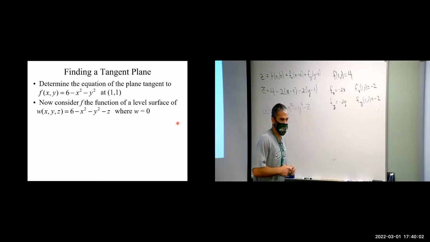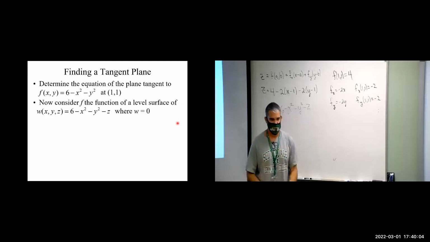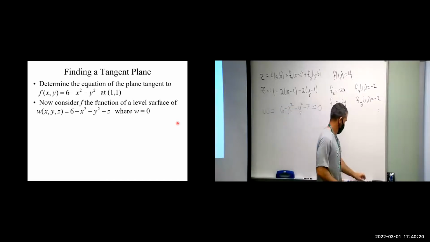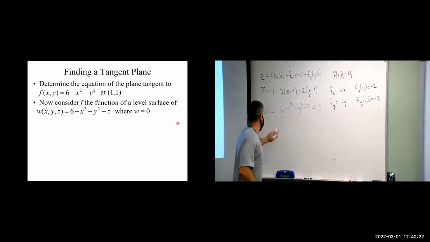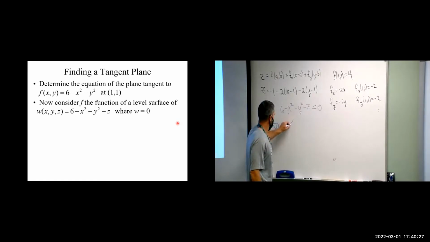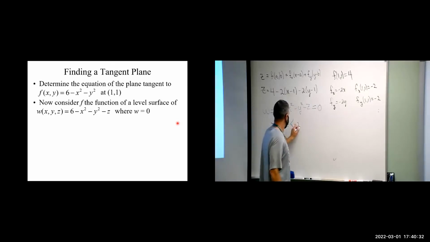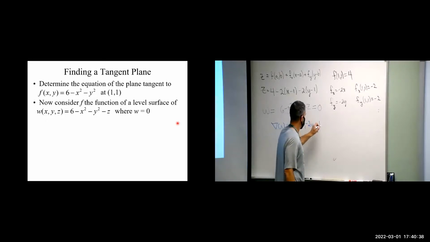Now, remember what we were just saying? For a function of 3 variables, the gradient actually gives us a normal vector to the level surface. So we're specifically going to let this be the level surface when this is 0. And what we'll do is find its gradient. We just go through and take the partials: minus 2x, minus 2y, minus 1.